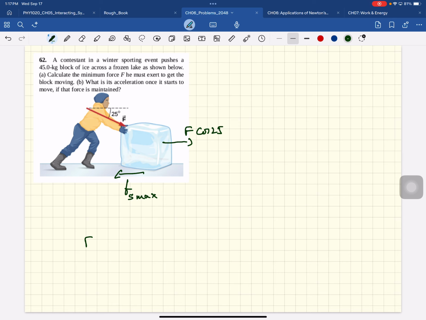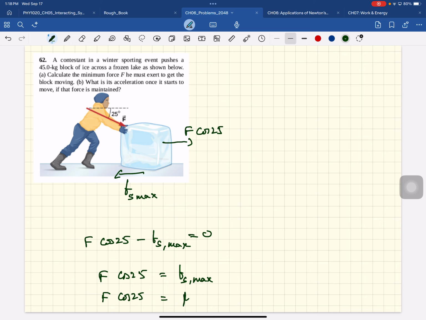When F cosine 25 minus F, the maximum static friction force, equals 0, that's when the block will start moving. So F cosine 25 has to equal the maximum static friction force. What is the maximum static friction force? It is mu s times the normal force.